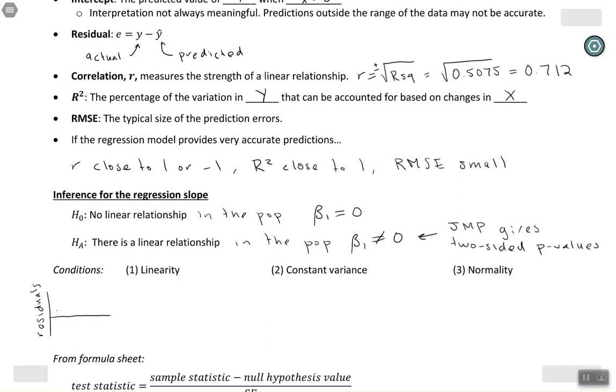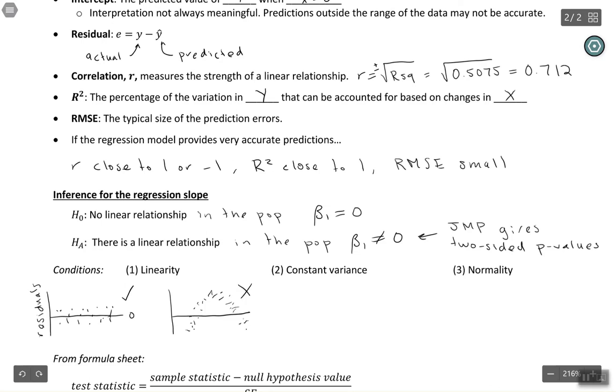What we want to see there is just a random cloud of points around 0, right? We want it to be some over and some underestimating, but no systematic patterns. So this would actually be a good residual plot. Okay? What we don't want to see is some kind of a curved pattern, right? Maybe we see something that looks like this in the residual plot.